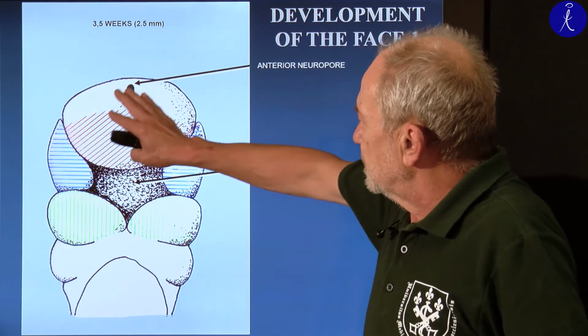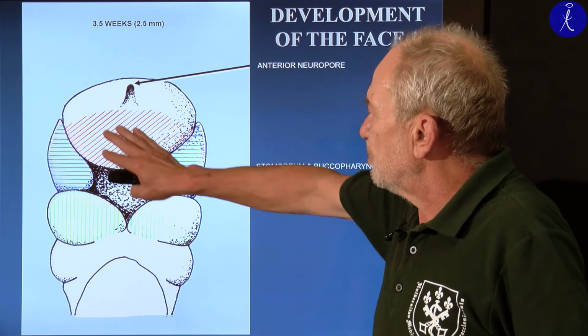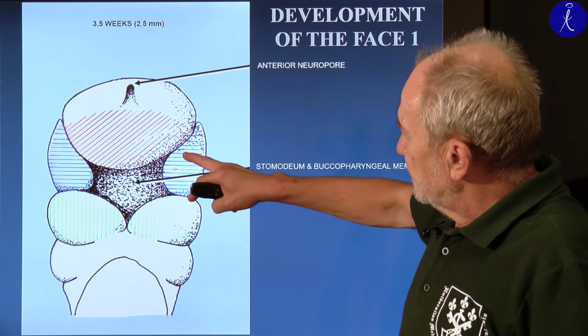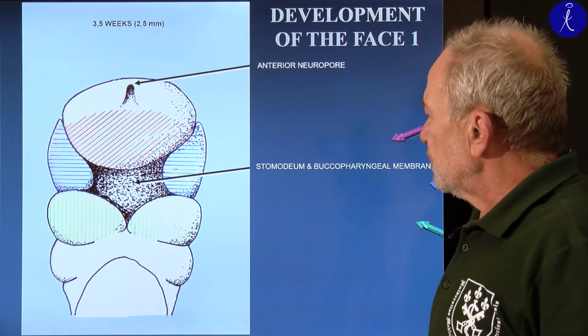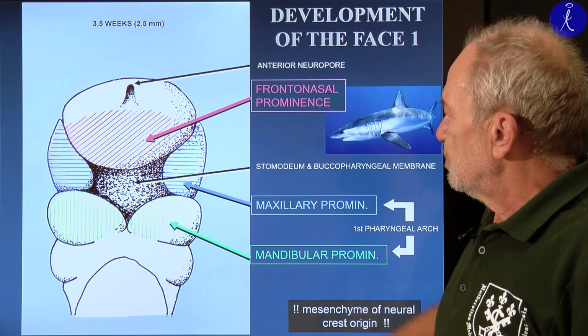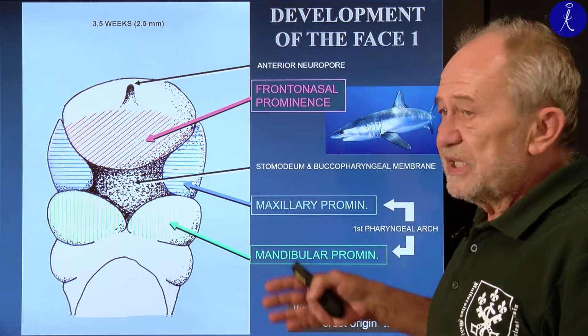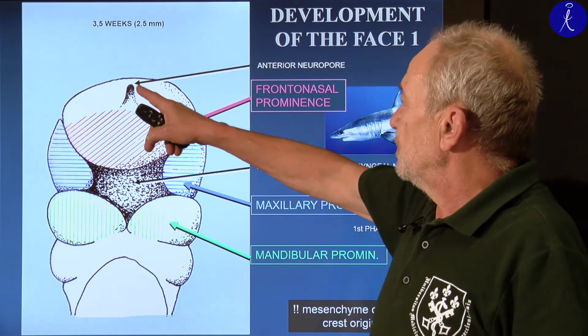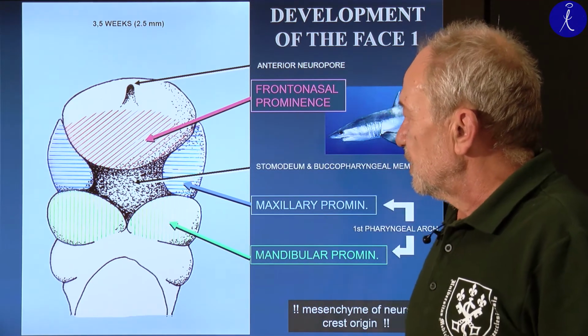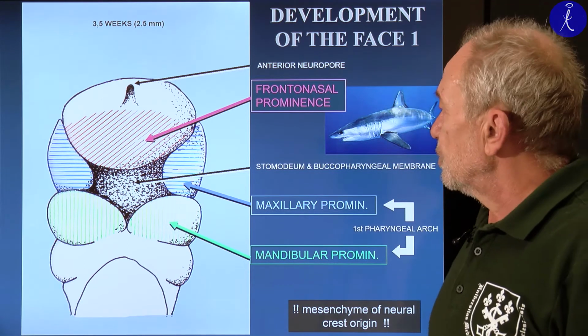This one is the frontal nasal prominence. This is unpaired, and there are 2 paired prominences, the maxillary and the mandibular prominences on the sides. Because this one is before the 26th day of development, therefore one can recognize the still open anterior neuropore.